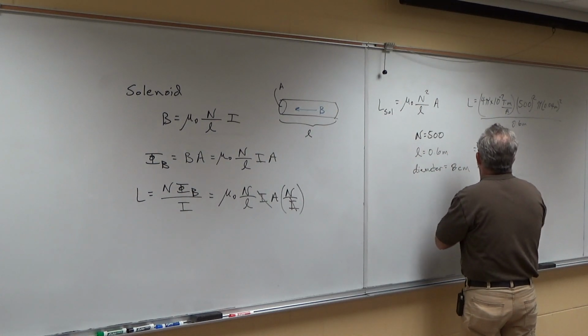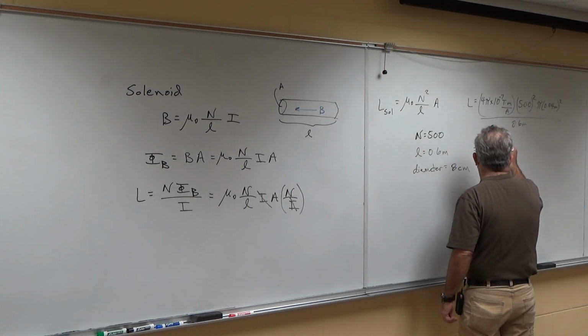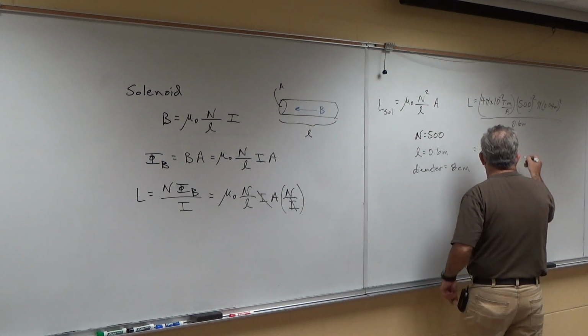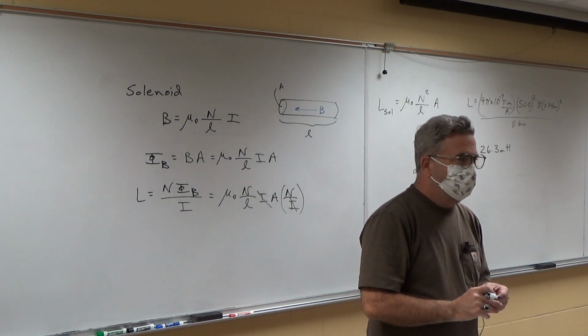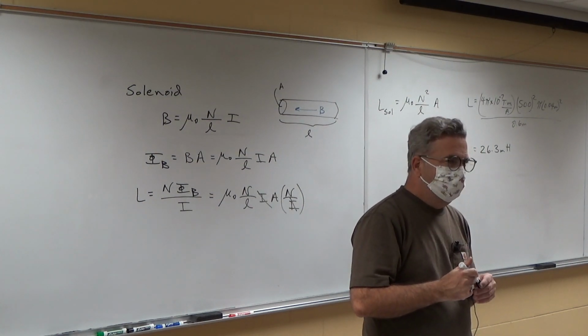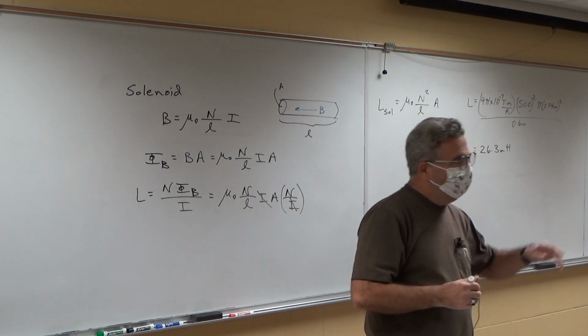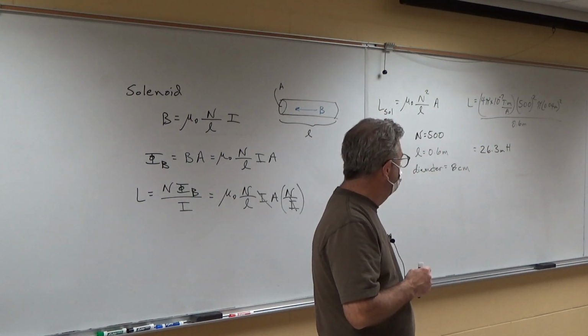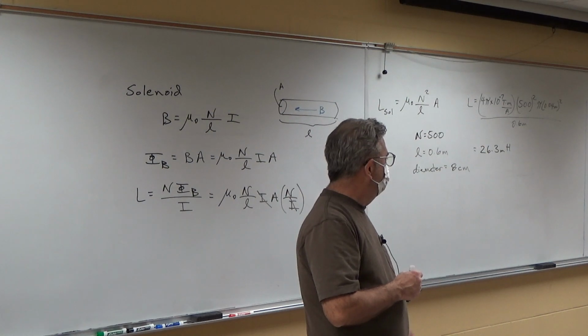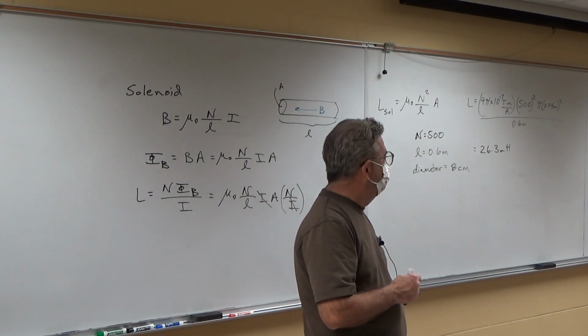0.026319. 26.3 millihenries. Anybody else get that? We'll go with that. It sounds reasonable. I'm thinking it's something in the millihenry range. Okay, so 26.3 millihenries.